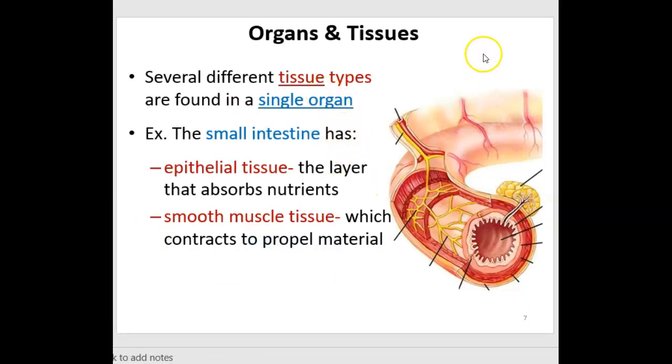Inside the small intestine now, so this is a different part of the digestive system, we see that there are different tissue types. So lining the small intestine is a certain tissue type, and then we have another layer of tissue, and then a muscular layer, and then another layer of tissue here. So the small intestine has multiple tissue types, and the one that's innermost that absorbs our nutrients is epithelial tissue. And then the muscle layer, the muscle tissue that's in there, helps to propel materials through the small intestine.